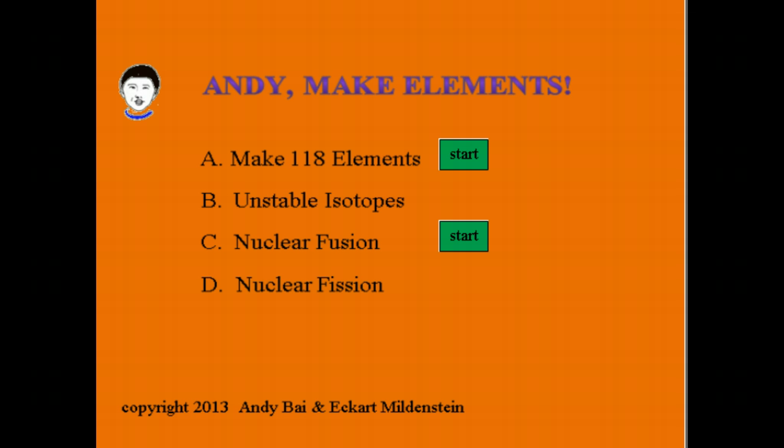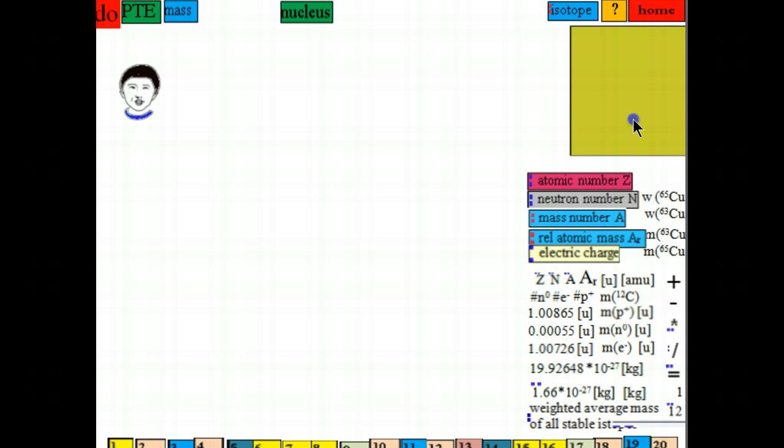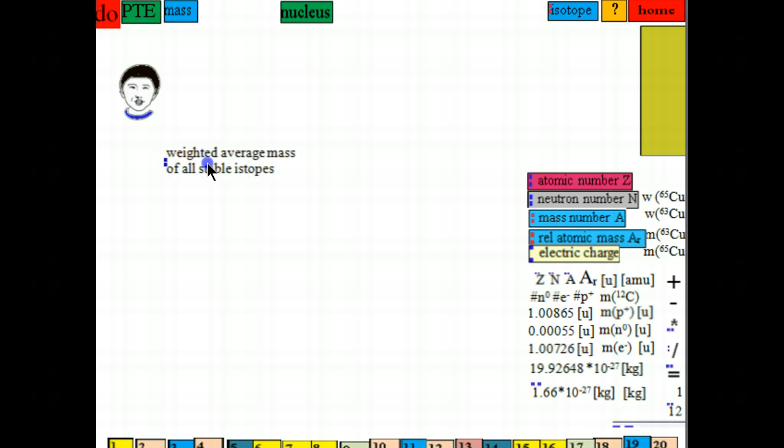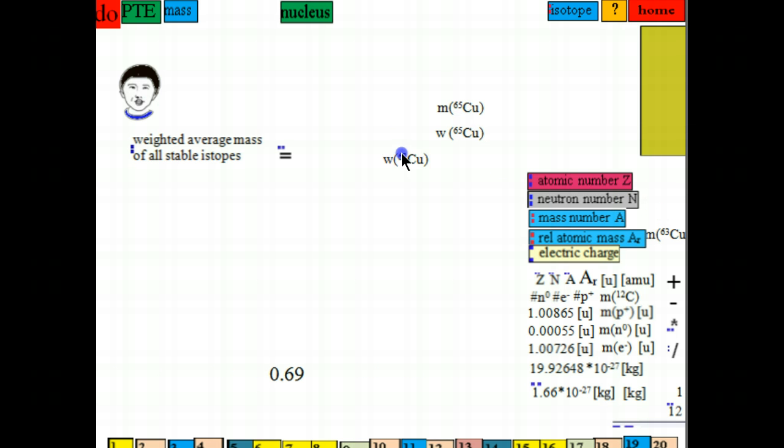63.5463. Now I want to practice what I have just learned. I double left click the start button, I double left click on the do button, and a lot of information appears here. Down there you find the weighted average mass of all stable isotopes, and that is the first thing we are going to calculate. Here we have the weight for copper 65, the mass for copper 65, and here we have the weight for copper 63 and the mass for copper 63.